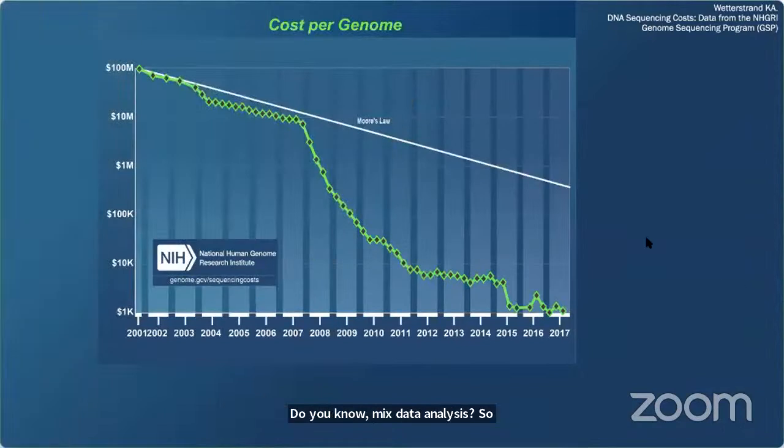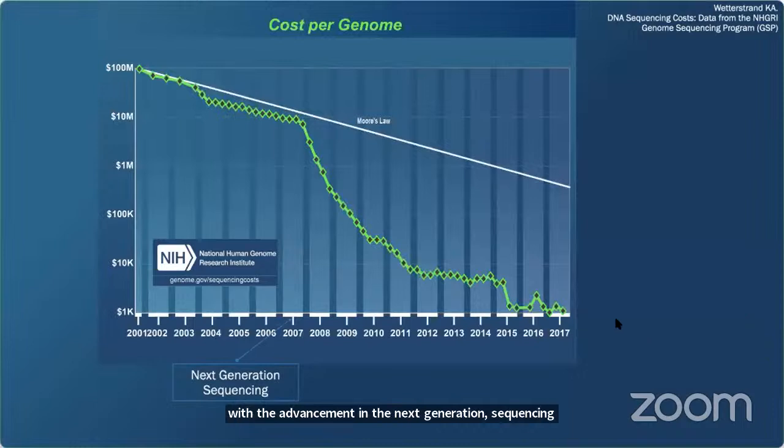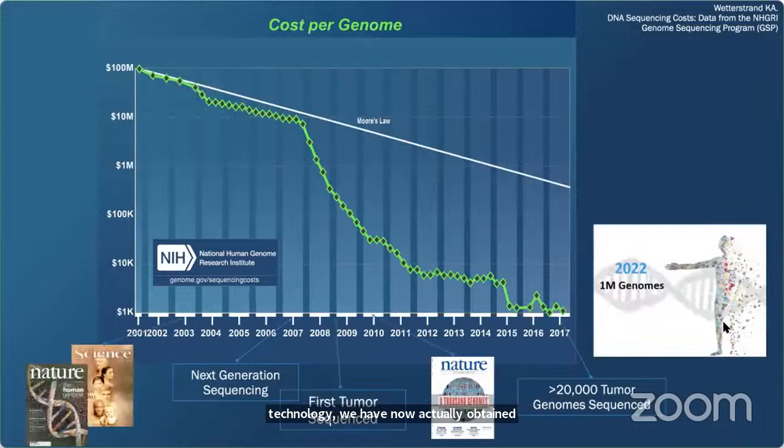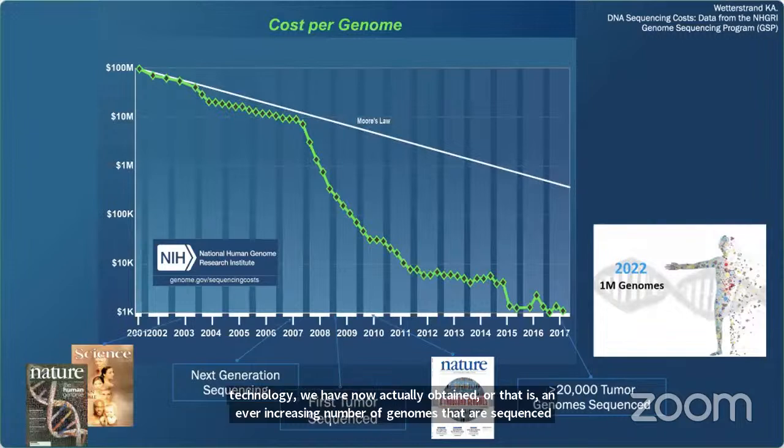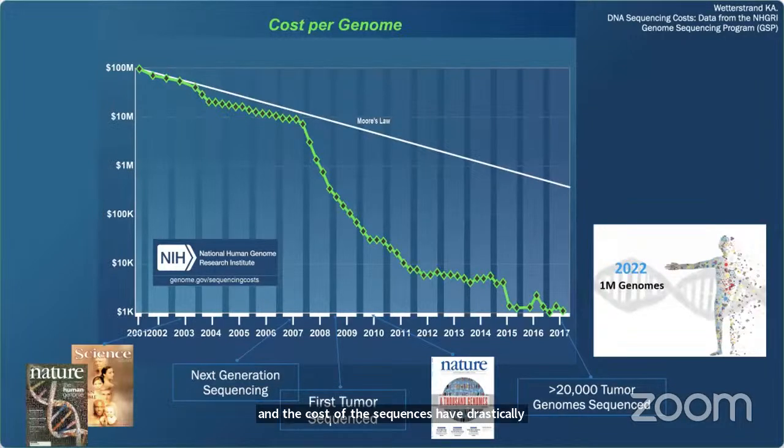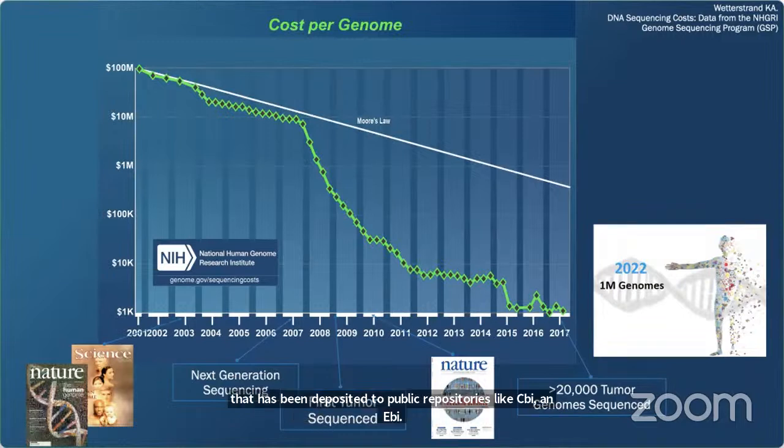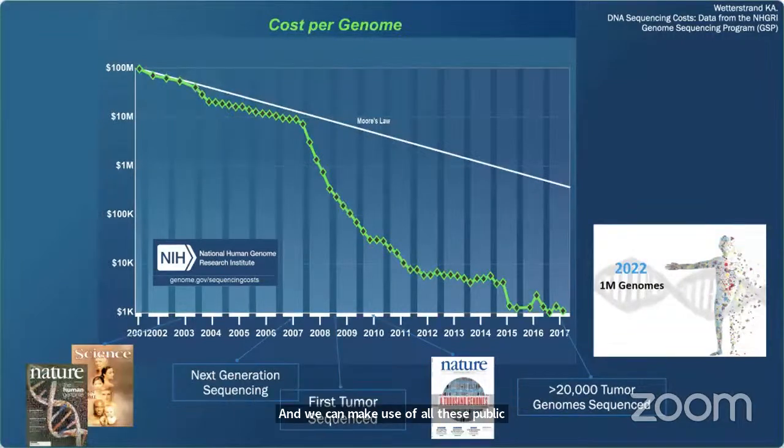With the advancement in next generation sequencing technology, there is now an ever increasing number of genomes that are sequenced, and the cost of sequencing has drastically decreased. This gives rise to more sequences being generated, and in the end we are ending up with more and more data that has been deposited to public repositories like NCBI and EBI, and we can make use of all these public repositories to make meaningful data analysis and understand the genomic variations that are present in the samples in general.